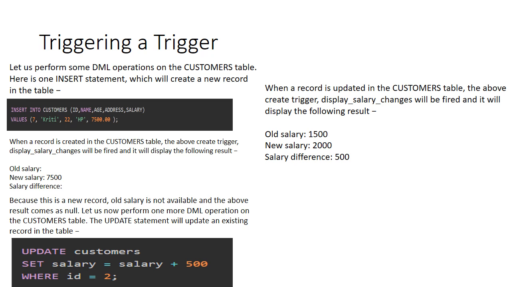Triggering a trigger. Let's perform some DML operation on the customers table. Here one INSERT statement will be used to add a new record. When a new record is created in the customers table, the above created trigger, display_salary_changes, will be fired and display the following: old salary, new salary.